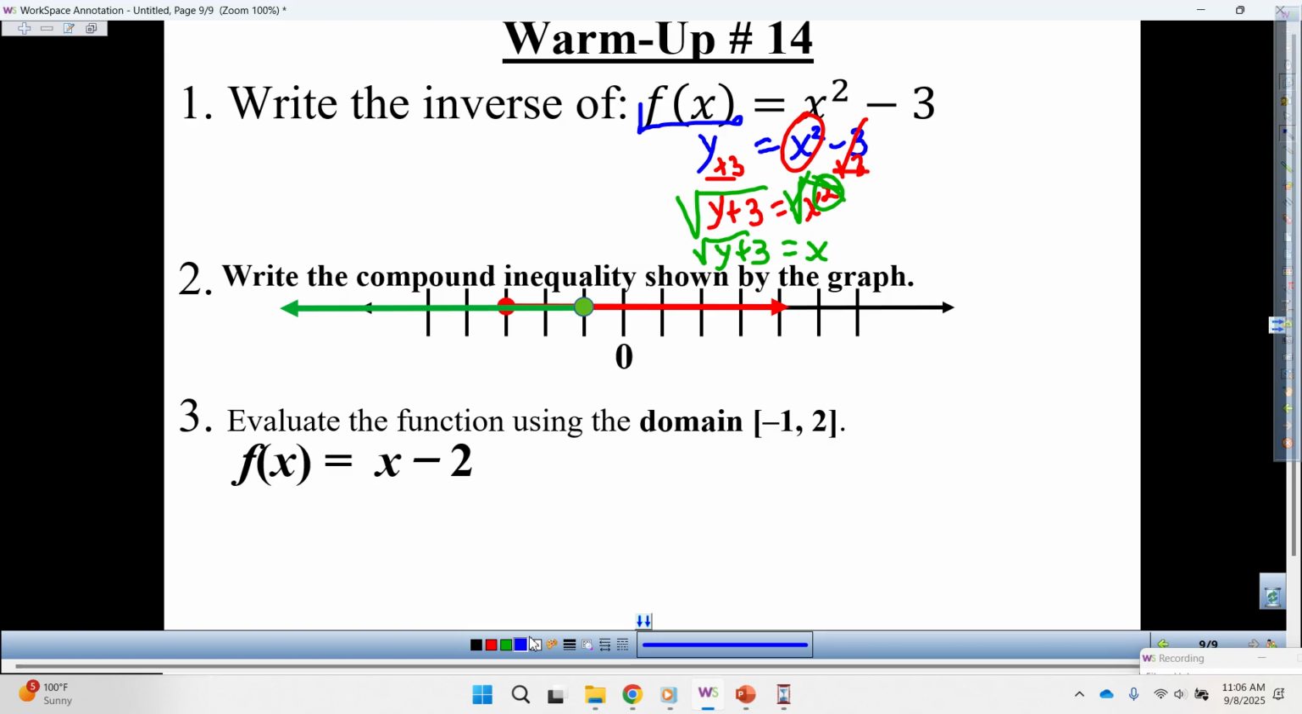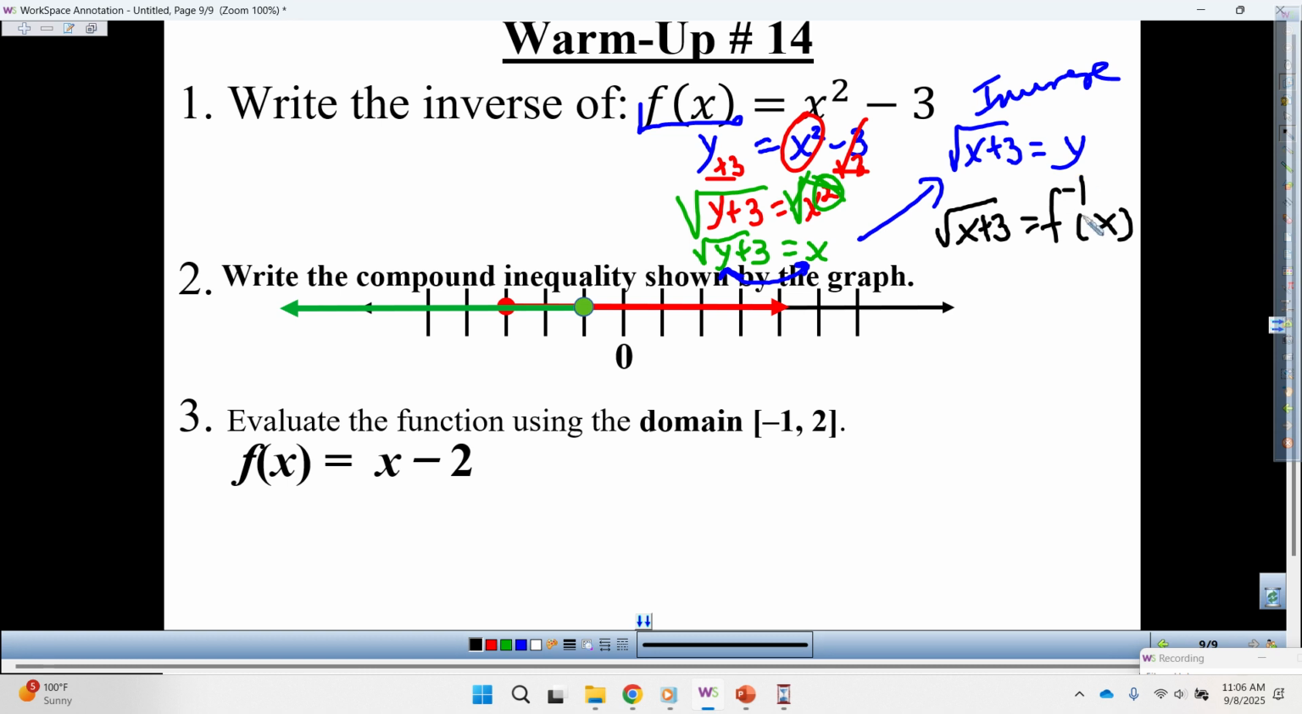Is that the inverse, people? No, tell your neighbor what to do to make it the inverse. What do we do to make it the inverse? Yeah, we swap the variables. So I'm going to write over here square root of x plus 3 equals y. This is our inverse. However, we need to write it in function notation. So square root of x plus 3 equals f of x, but we put a little -1 to show that it's the inverse. So far, so good, yes?